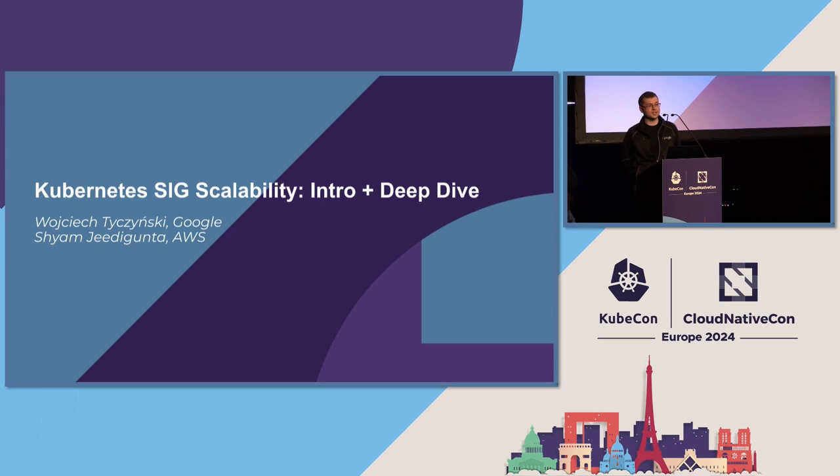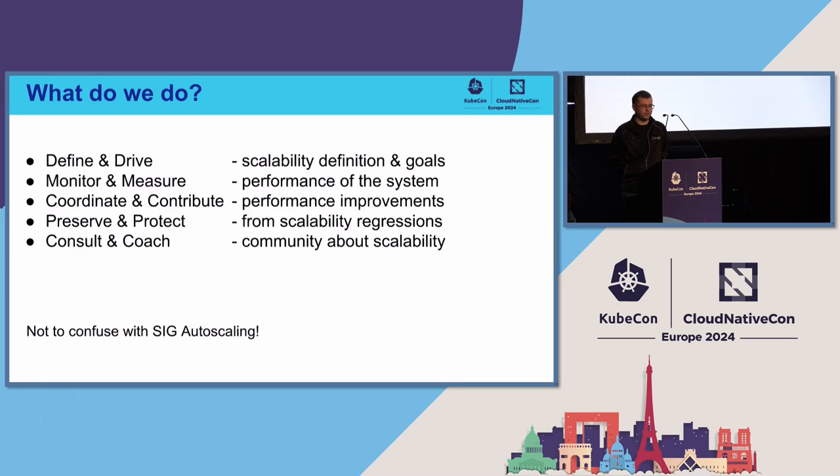So let's start with clarifying what exactly we focus on in this SIG. There are four main things and one additional thing that we are primarily doing. The first is driving and defining what Kubernetes scalability really means, what dimensions it has, what we really care about, and what our goals are. Second is measuring where we are with respect to those goals. Third is ensuring that we actually meet the goals by contributing improvements to the system. And finally, preserving that we don't regress from that point over time.